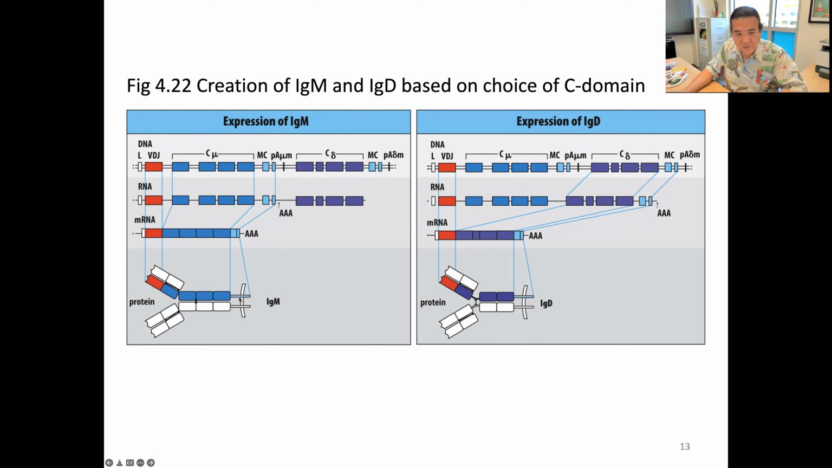And these both have this end part that actually keeps them anchored to the surface of the B cell, because they are cell membrane receptors, before they actually end up being selected and maybe then get released as antibodies. Okay. All right.